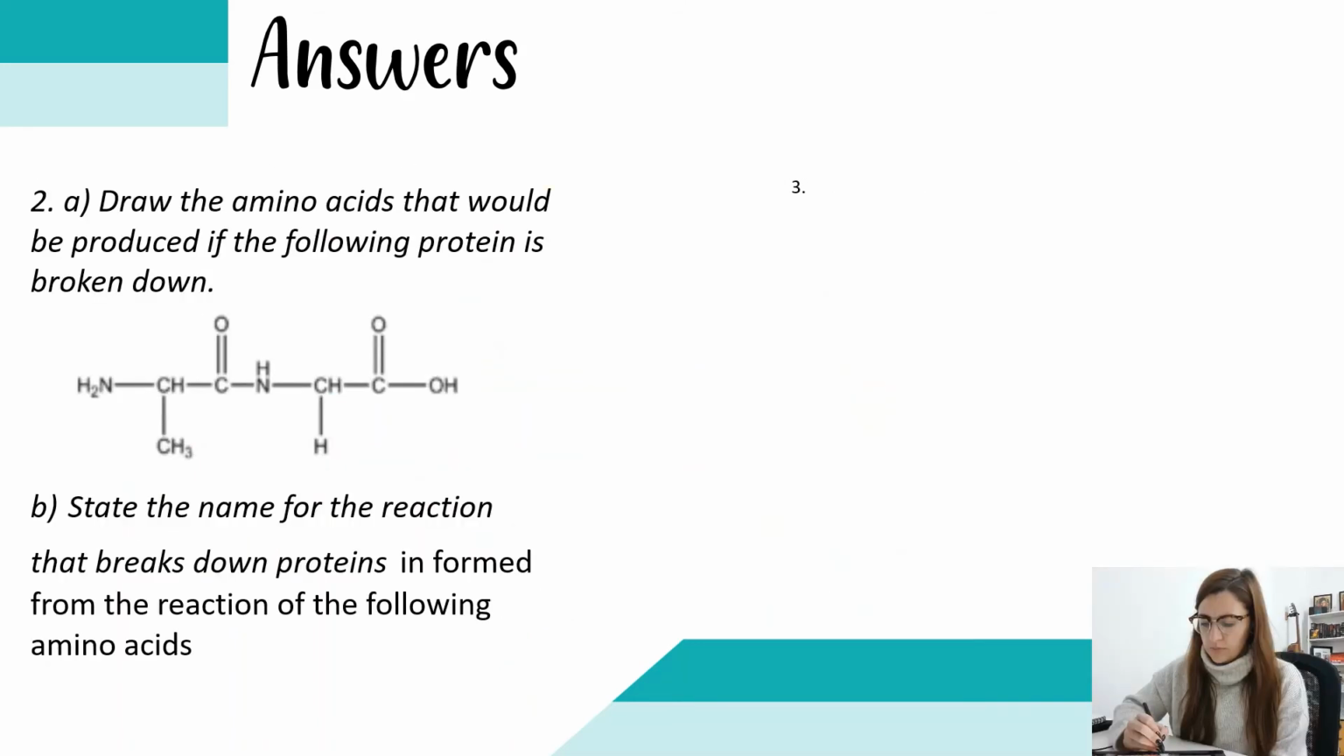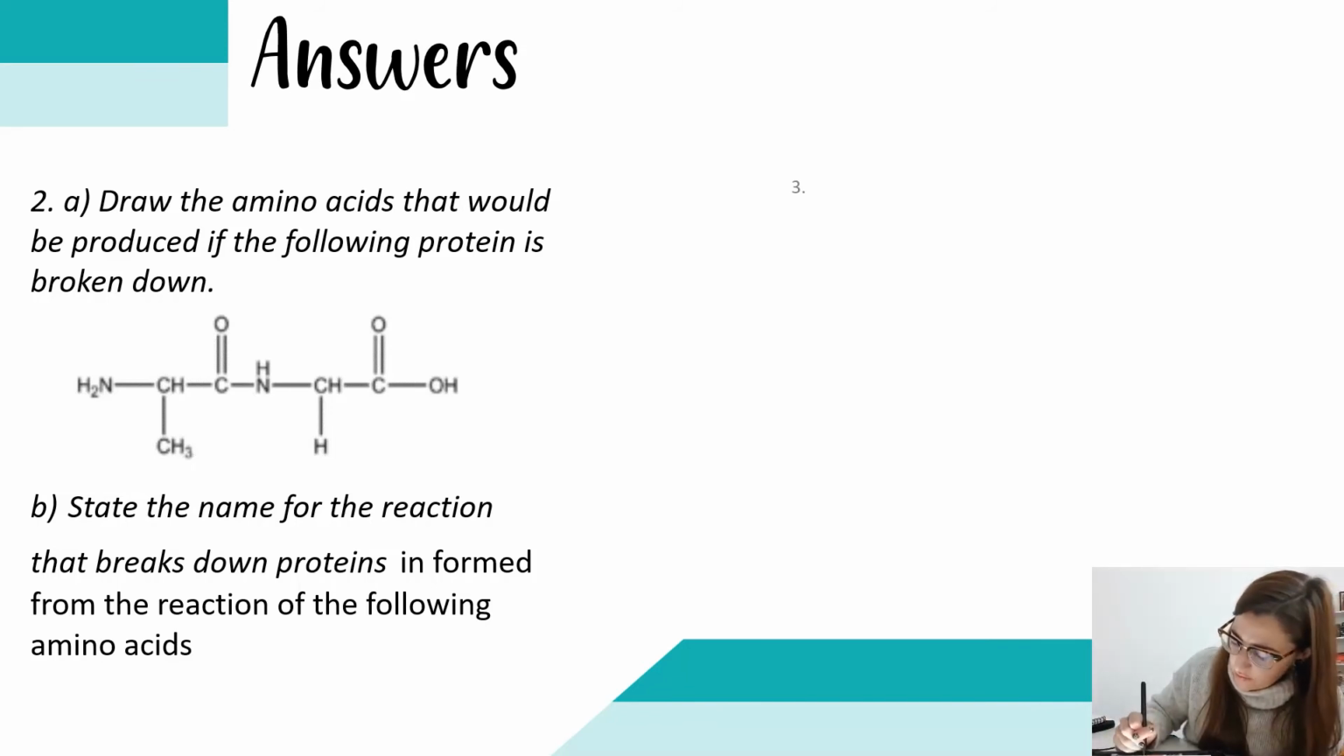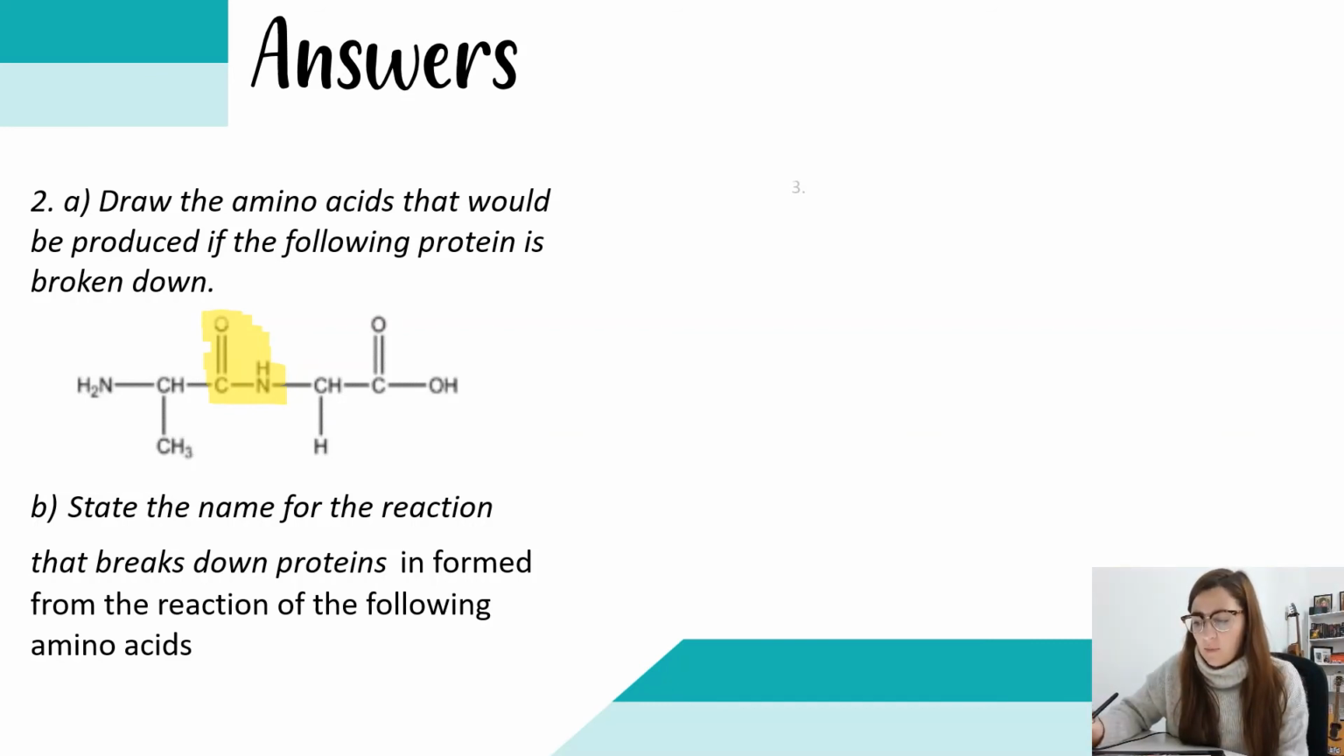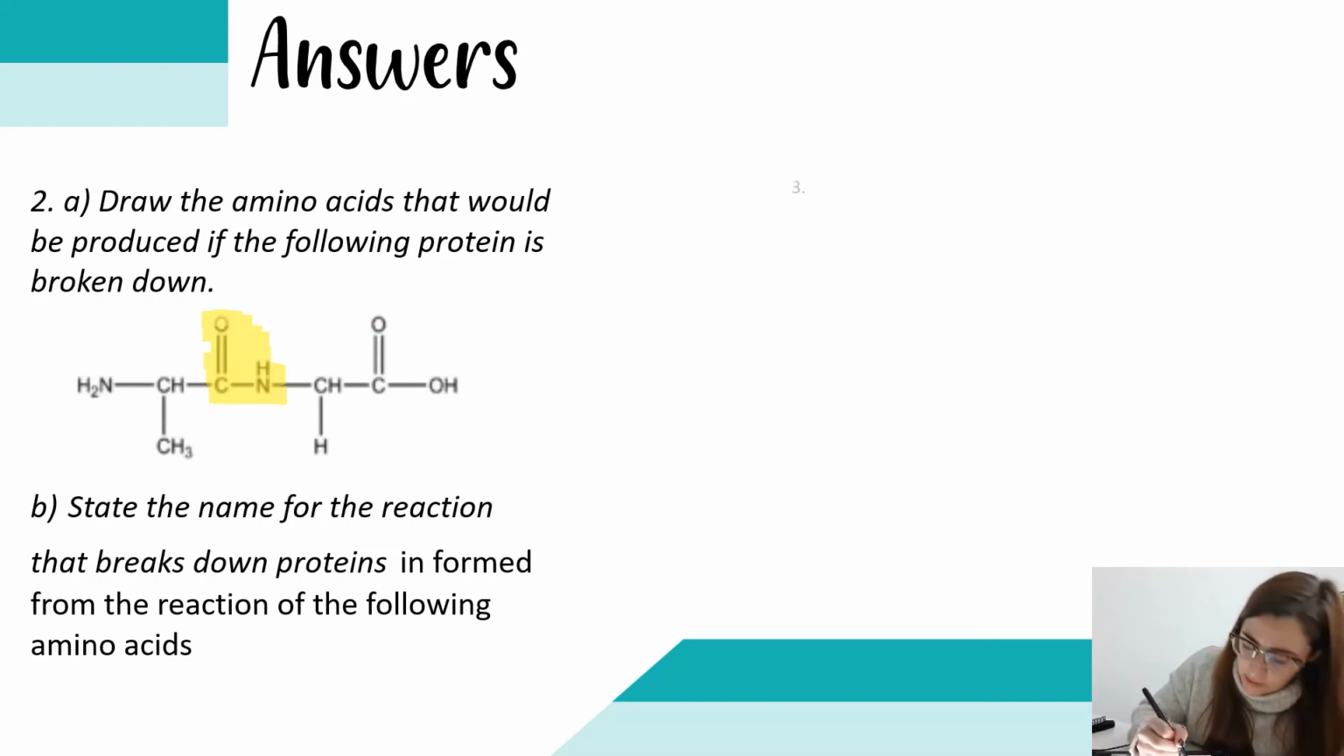Question 2 says, draw the amino acid that would be produced from the following protein if it was broken down. So, if we were to break this protein down, first of all I need to identify the peptide link. And my peptide link would be here, C double bond O NH, and that is the only peptide link in the molecule. So breaking this protein down, I would be breaking the bond between the carbon and the nitrogen of that amide link.